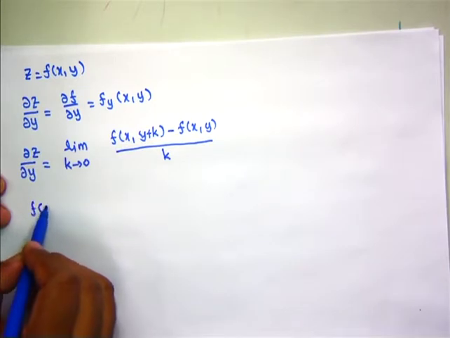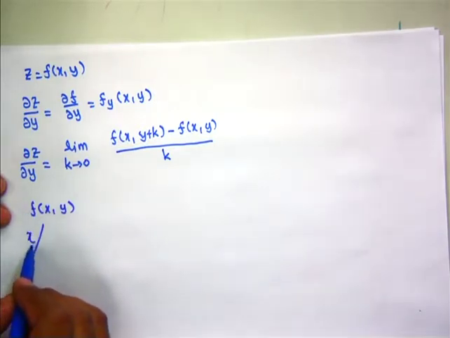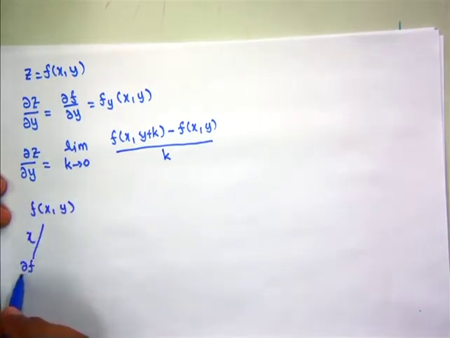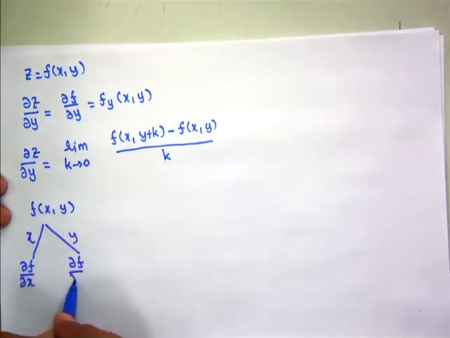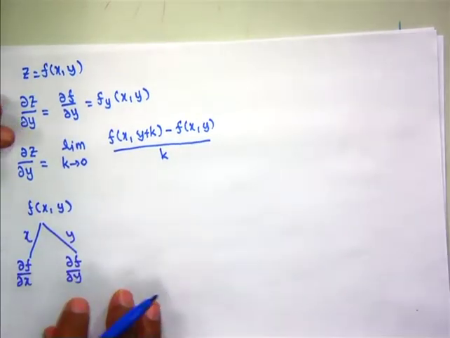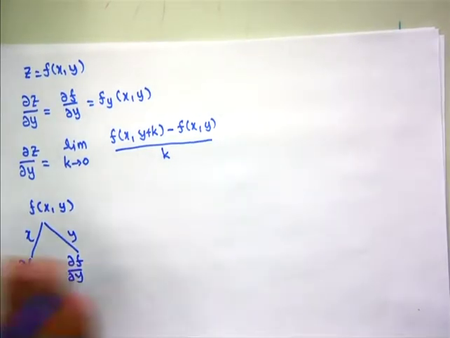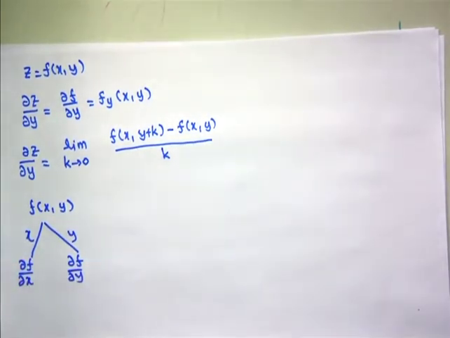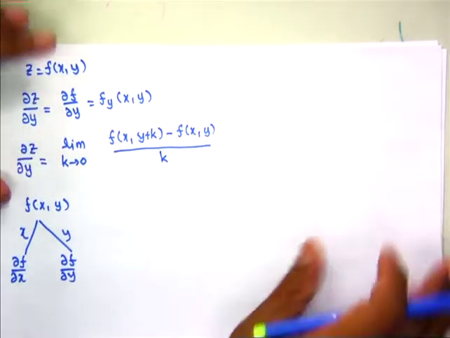If we have the function z = f(x, y), then we can find the partial derivative of z with respect to x, called del f by del x, or with respect to y, called del f by del y. These are first order partial derivatives. We can further apply the idea of partial derivatives to functions of n variables, and we can distinguish two cases.